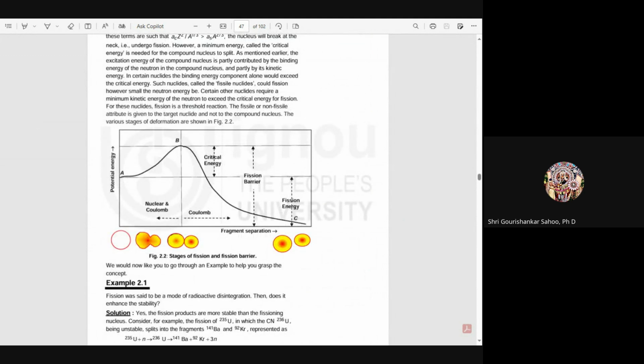And you can see there is a fission barrier as shown on the screen. So in the liquid drop model, you can explain it well. The original nucleus, then nuclear and Coulomb interaction, and the compound nucleus, then the Coulomb force makes them separate into two drops, and there is a critical energy and fission barrier, and you have the two fragmented nuclei.